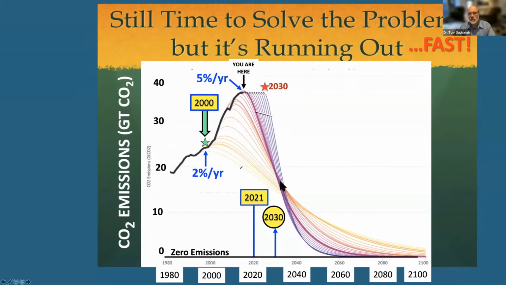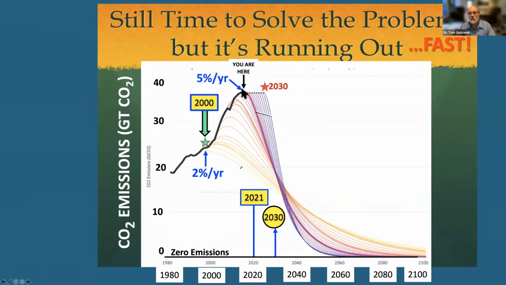Now, each one of these little lines is a model run indicating how fast we would have to reduce those emissions. So in 2000, we would be on one of these yellow lines. In 2021, it would be this red line going down here until we get to the place where we want to be, which is zero emissions.